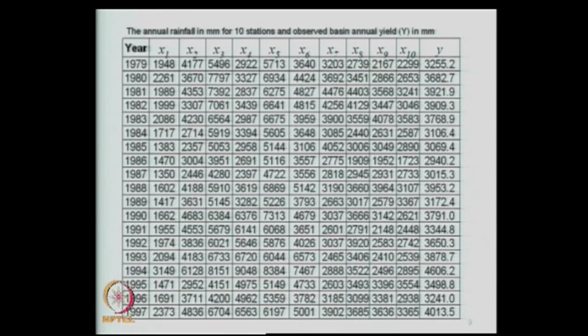As I said, the first step is that we standardize all the independent variables and generate the matrix x, which consists of the standardized independent variables. That will be n by p, that is, 19 by 10.